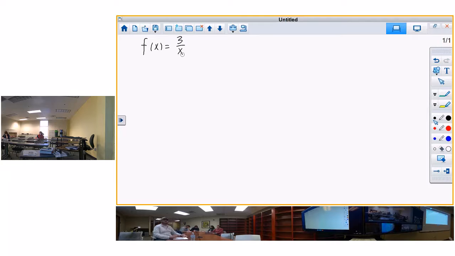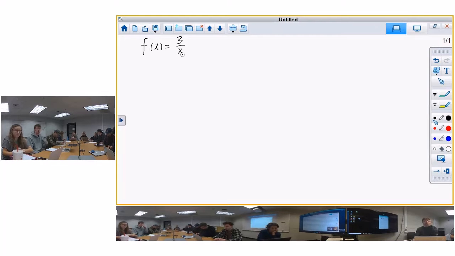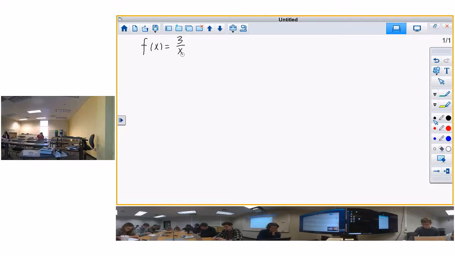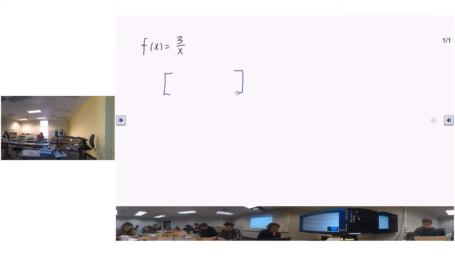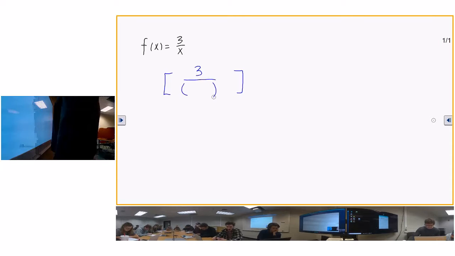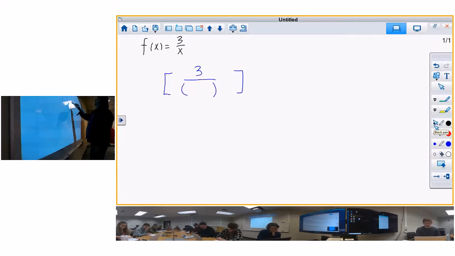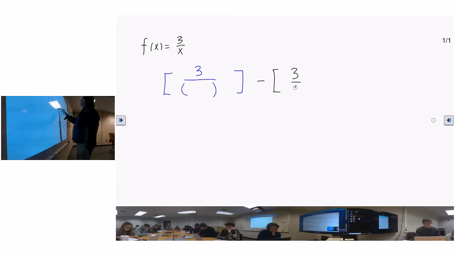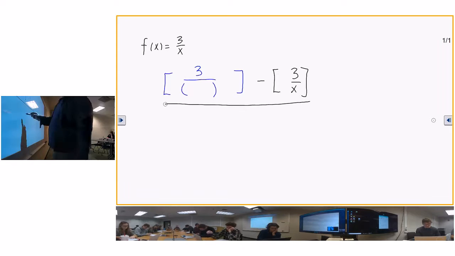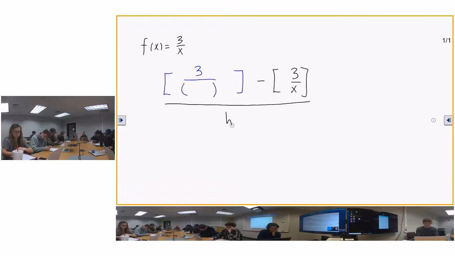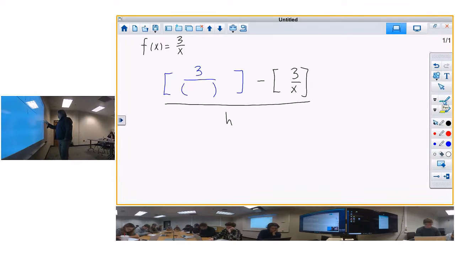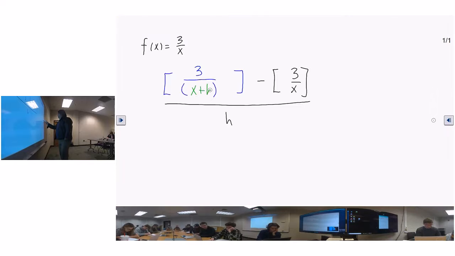Okay, so I'll give you a minute or two. Plug that through the difference quotient. I'm going to go ahead and use my blue marker. Go ahead and put that in there. So that's going to be parentheses 3 over parentheses x plus h, minus 3 over x, all over h. Then I'm going to plug in x plus h. There you go.